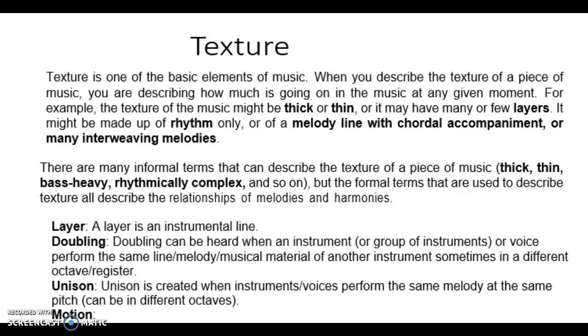Now there are a lot of informal terms that can describe the texture of a piece of music. Thick, thin, bass heavy, complex. Maybe the melody is complex or the rhythm is complex. But the formal terms that are used to describe texture all describe the relationship of melodies and harmonies. Now it's important that you understand a layer. A layer is an instrumental line.